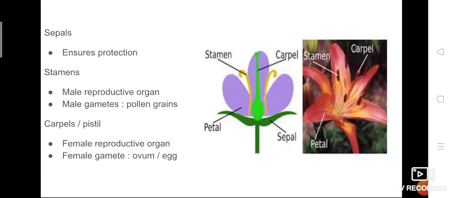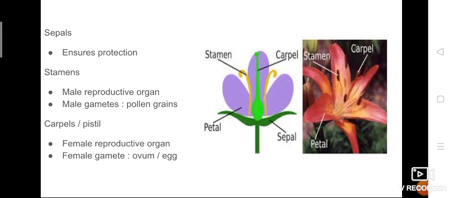Stamen is a male reproductive organ. I told you for reproduction we need a male reproductive organ and a female reproductive organ. Male reproductive organ, what will it do? That will produce male gametes. Organs only produce gametes. Which organ? Male reproductive organ. So the male reproductive organ in the flower is nothing but the stamen. It produces gametes called pollen grains, the male gametes. So the male gamete of the flower is nothing but pollen grains.